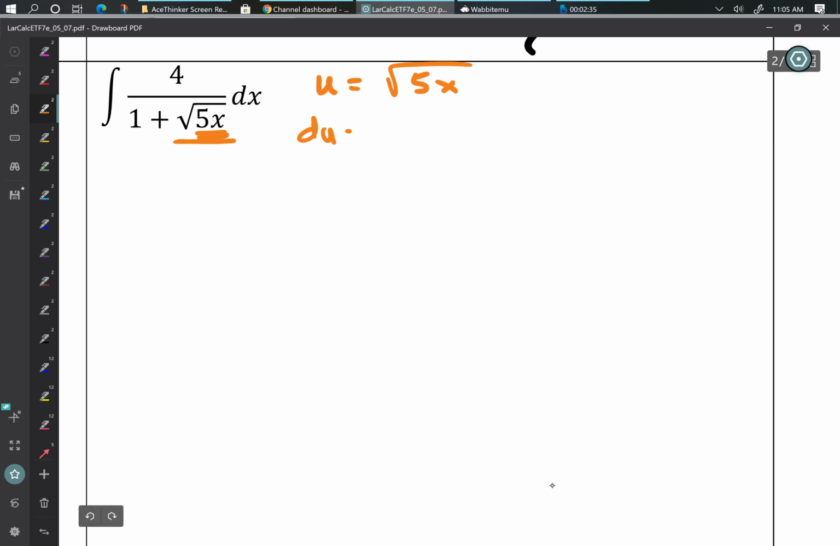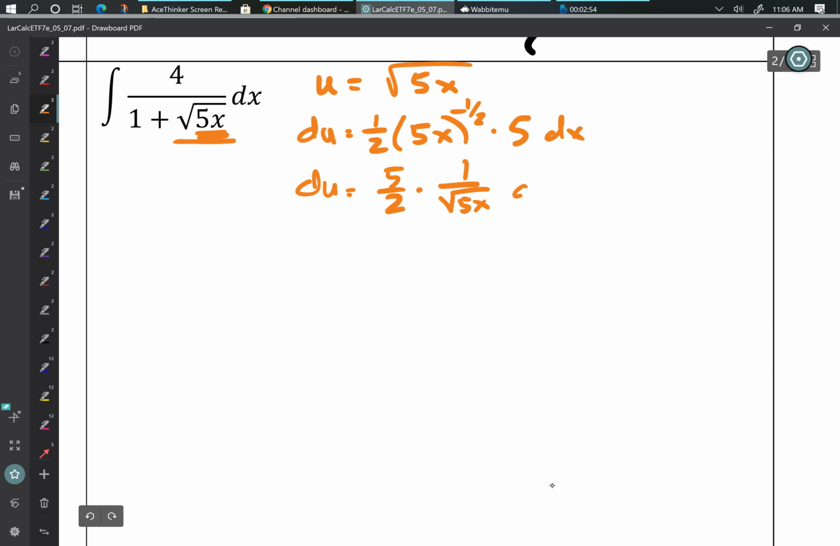Then my differential du would be the derivative of that. That would be 1/2 times the quantity 5x to the negative 1/2 times 5 dx. Or if I clean that up a little bit, that's going to give me 5/2 times 1 over the root of 5x dx. Well, I just have dx. I don't have any of this other junk. Every other time when I've had that other junk, I just moved it to the other side. So let's move it to the other side and try and see if that works.